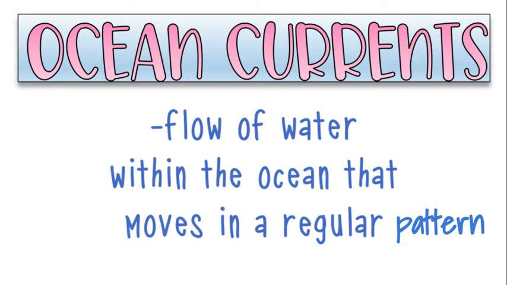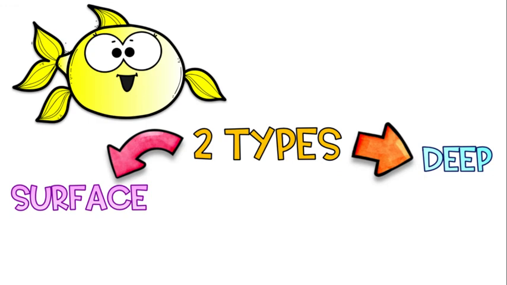Ocean currents are the flow of water within the ocean that moves in a regular pattern. There are two types of ocean currents. There are surface currents and there are deep currents, also known as density currents.